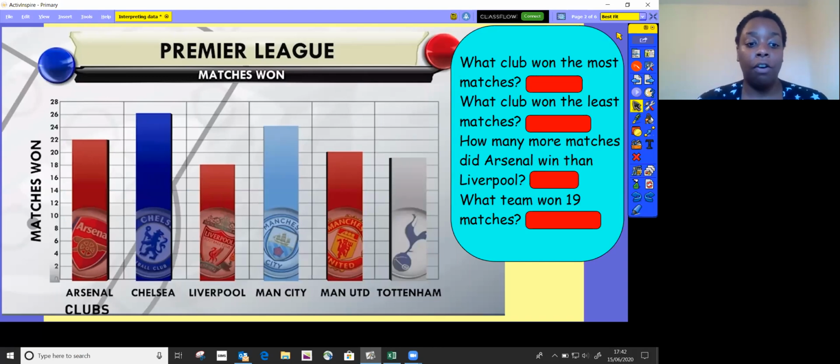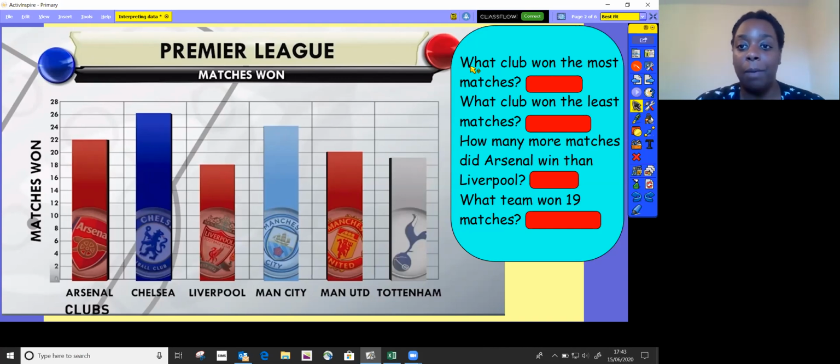So you can see along the horizontal axis, you have the name of the clubs, and on the vertical axis, we have the number of matches won, and we can see that the scale is going up in twos. Okay, so first question, what club won the most matches? If you want to have a look at these questions first, pause it here, and then I'll come back to check you've got the right answers.